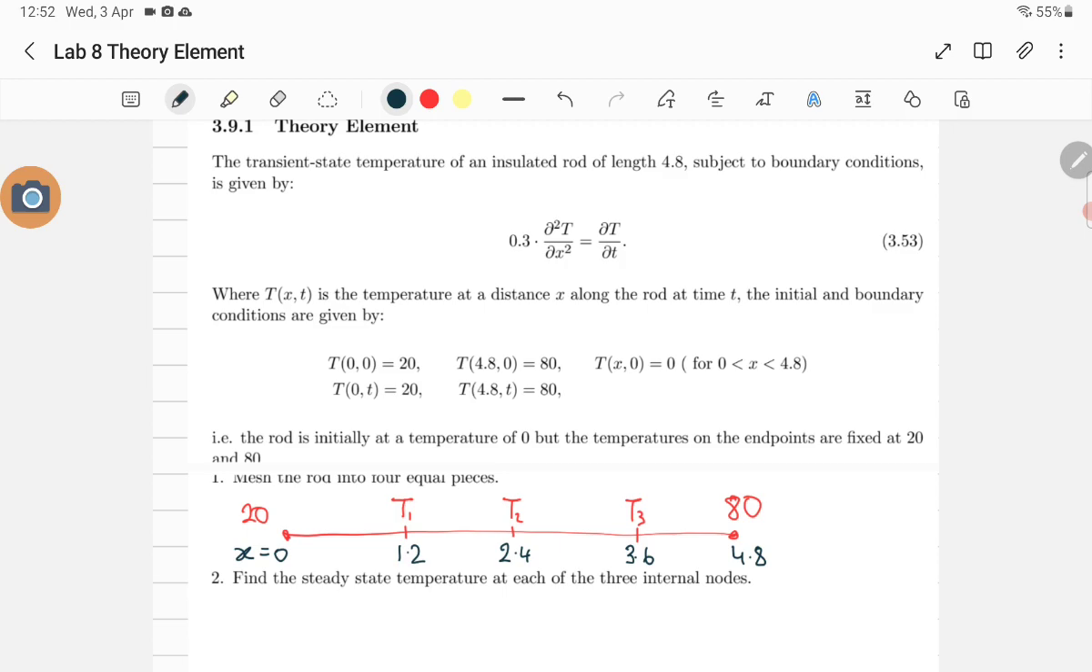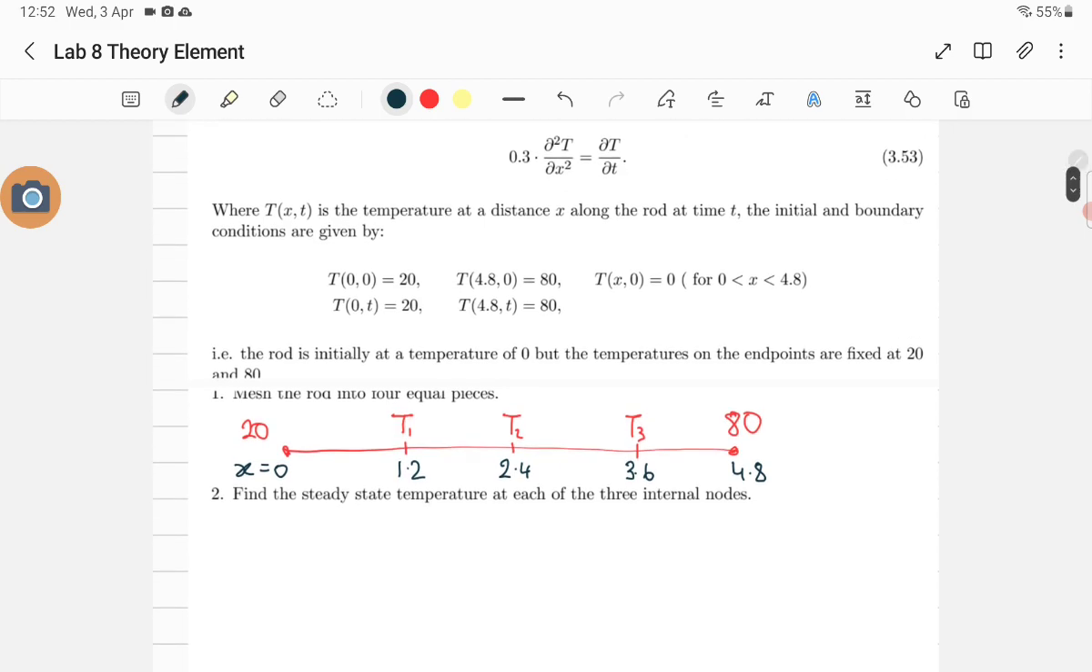Find the steady state. So in the steady state, what actually happens is that this goes to 0. The temperature doesn't change in time anymore. And that's what steady state is. And so you get that the second derivative with respect to distance goes to 0. And the curve with a second derivative of 0 is a straight line. So we have a straight line going from 20 to 80.